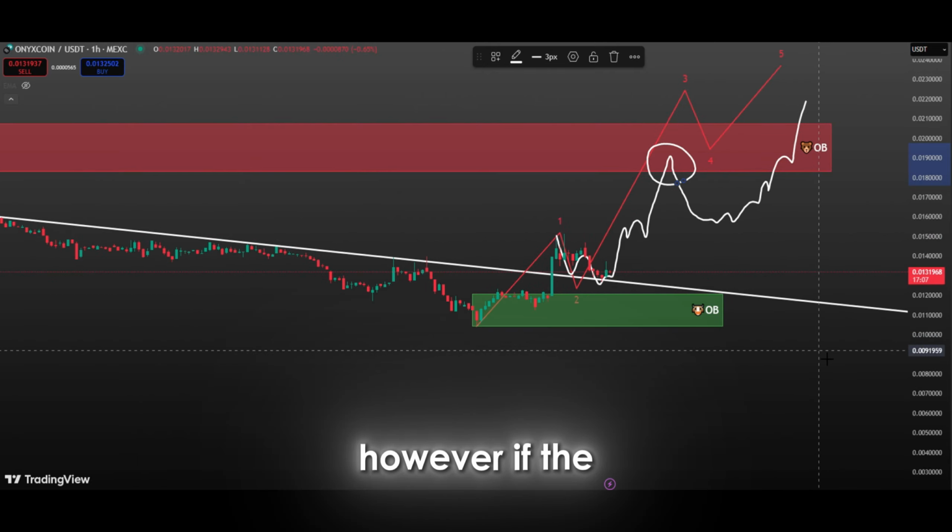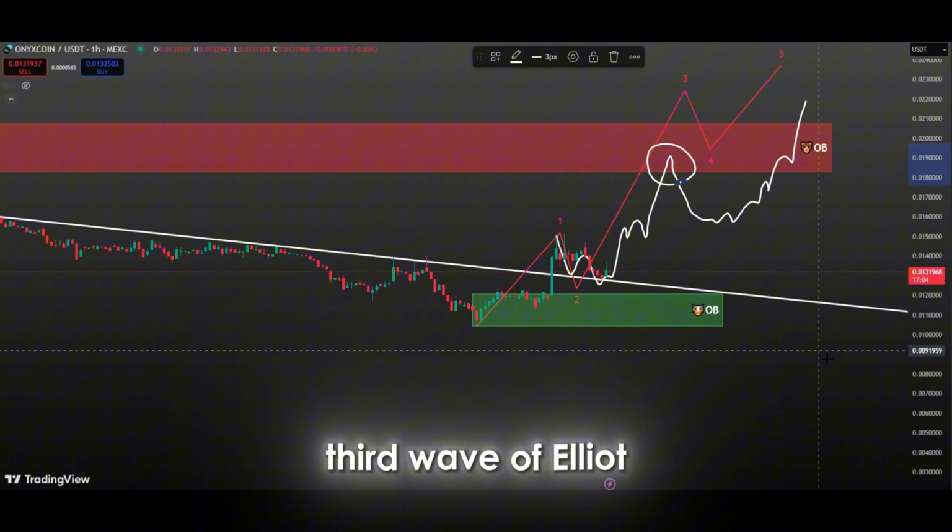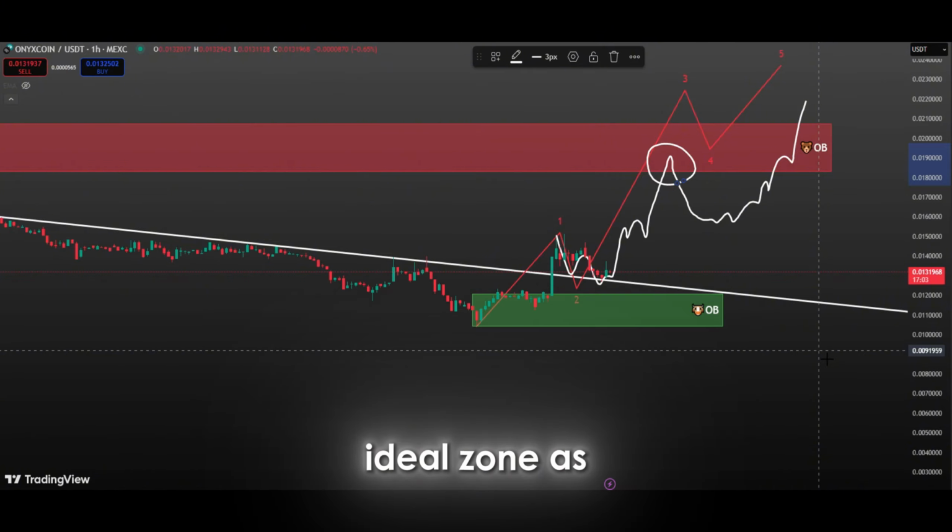However, if the volume is high when the price arrives here and the buyers try to break the pressure strongly, this block may weaken and the price may move higher. Now that the downtrend is broken and we are waiting for the third wave of Elliott, this is an ideal zone as an initial target.